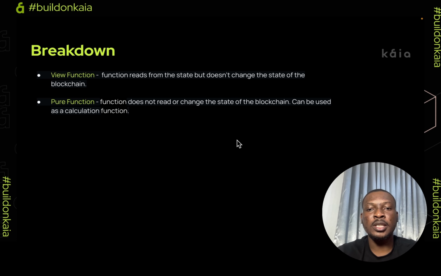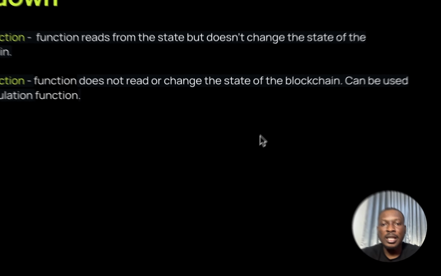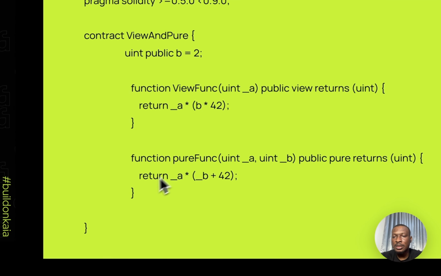So a pure function in its essence doesn't read from the state or change the state of the blockchain, but basically it reads the value passed in as an argument into your function to do whatever you want to do. So take for instance, you're trying to write an addition function or a function that multiplies or a function that subtracts. So basically, a pure function can be used for calculation in its essence. So having said that, let's take a practical look at this.